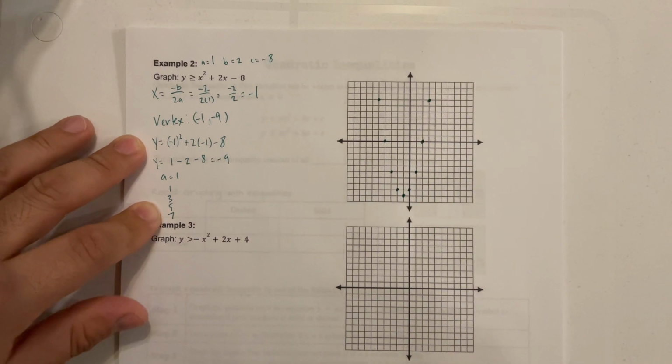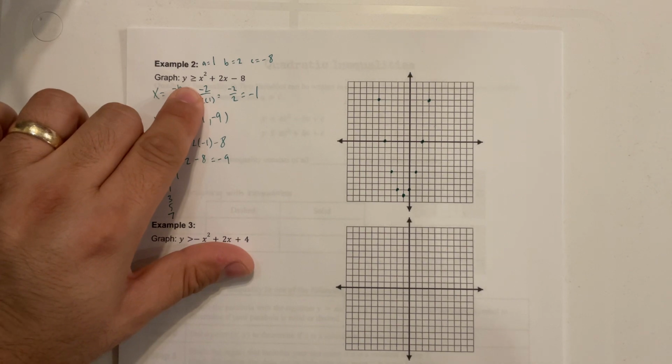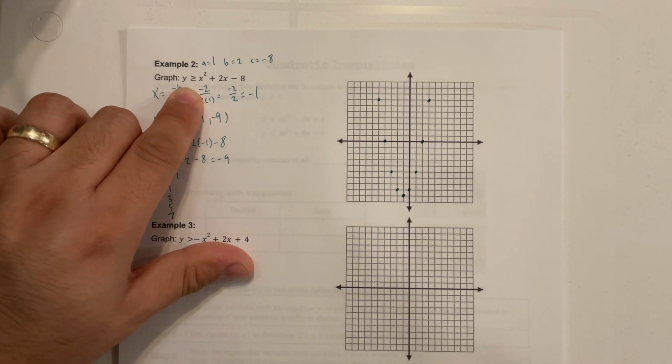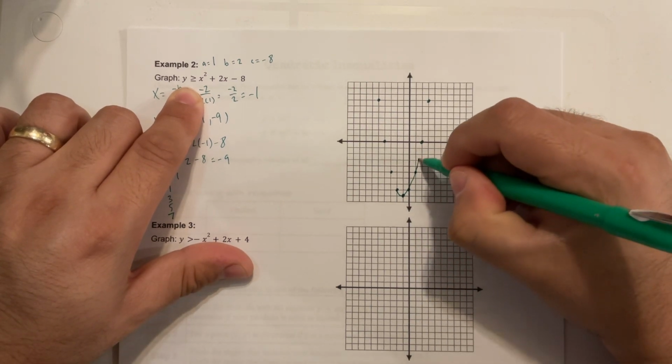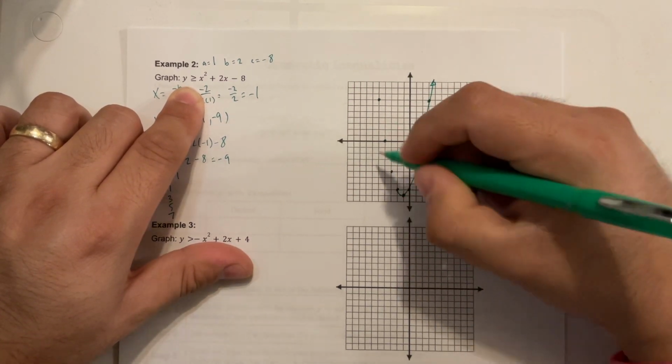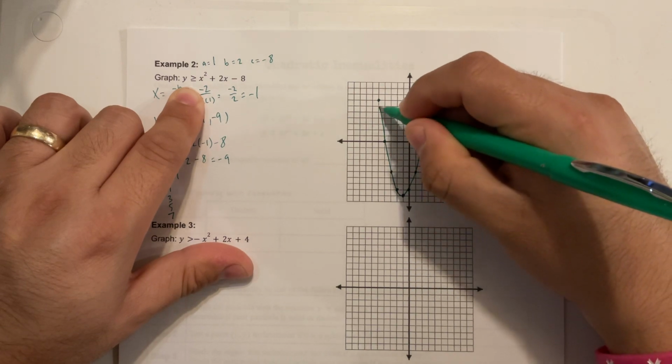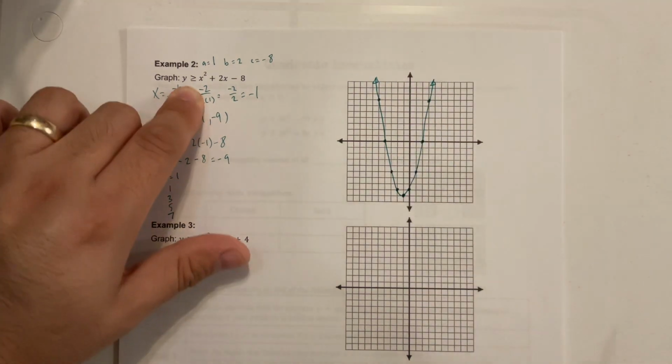Okay? Now refer back to our inequality sign. It is greater than or equal to. Equal to means that it is a solid line. So we're going to connect our dots with a solid line this time. And there is my graph.